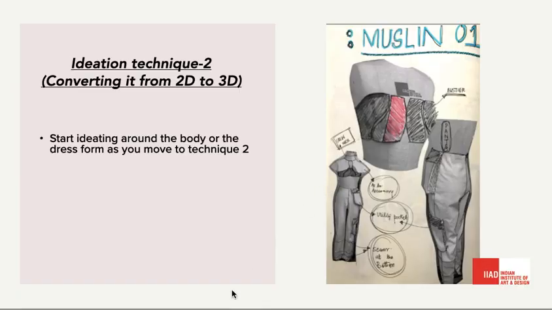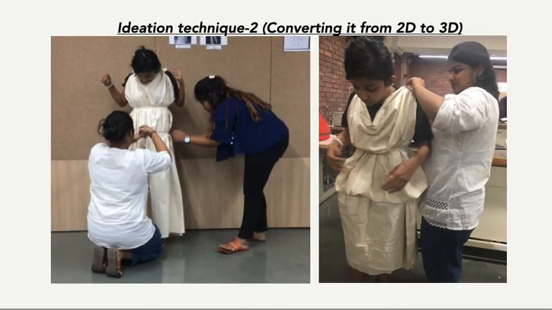So my colleague Richa spoke about ideation technique 1. The next technique to be aware of is taking your ideas from 2D to 3D. We spoke a bit in the beginning about various ways of ideating, starting from paper and then moving to form. You can see from these visuals how students are testing their ideation around a form, in this case another student. This is a great way to check proportions, fall and function of a garment.